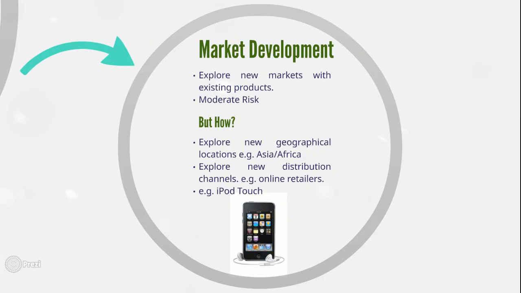Let's move to market development. In market development, the company retains its existing products. So it's a moderate risk that the company is going for because the company decides to explore new markets. The new markets could be a new geographical location, a country where the company doesn't have an existing business, or it could be a new distribution channel. For example, a retailer wants to go online to target online customers.